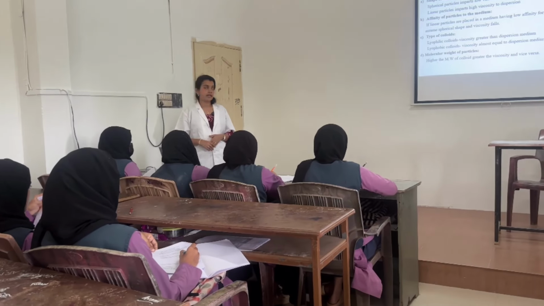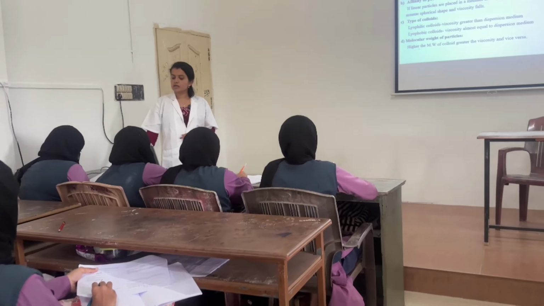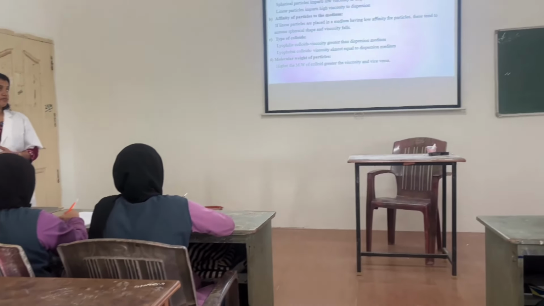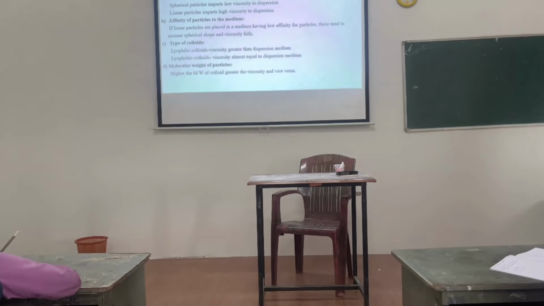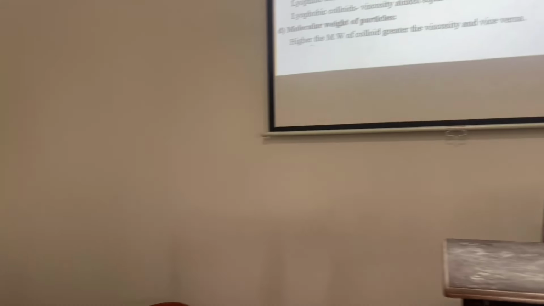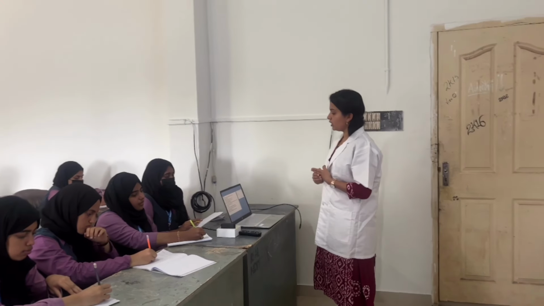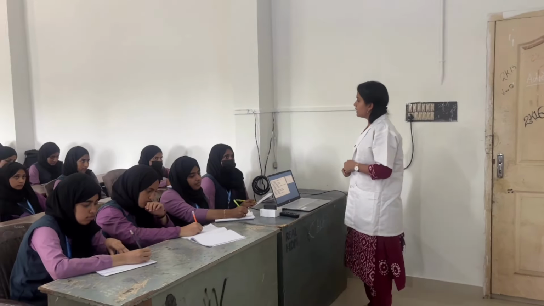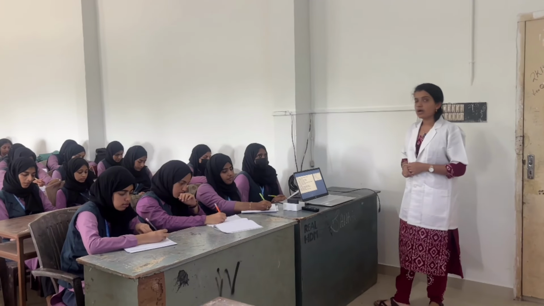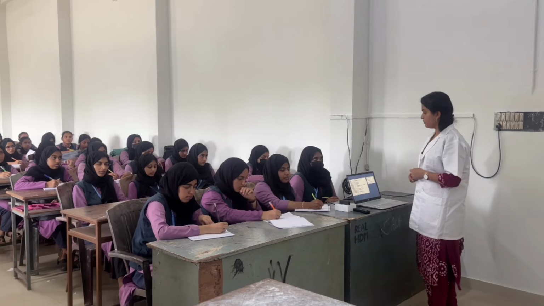The next kinetic property is viscosity. Viscosity of colloidal dispersion is affected by some factors. Mainly there are 4 factors. First is the shape of the dispersed particle, second is the affinity of particles to the medium, third is the type of colloid, and last is the molecular weight of the particle. How does each factor affect viscosity? Let's see one by one.